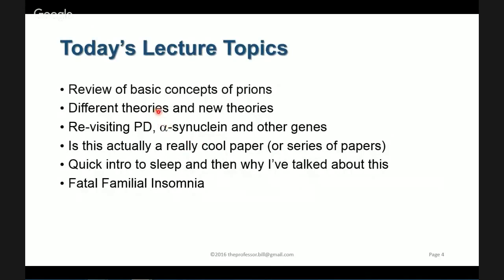So I'm going to go through some of the theories related to prion disorders, some of the new and emerging theories, and the classic theory by Stanley Prusiner back in 1982. I'm going to revisit Parkinson's disease, and I'll give you some theories related to Parkinson's disease and this one protein that I'm sure you've all heard of several times now, alpha-synuclein, and introduce some other genes to you.